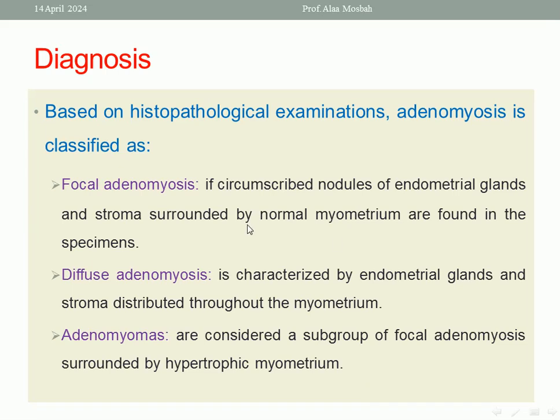If it is endometrial glands and stroma constituting a circumscribed nodule surrounded by normal myometrium, this is called focal adenomyosis. If endometrial glands and stroma are distributed throughout the myometrium, affecting a large part of the uterine wall, this is called diffuse adenomyosis. Okay?